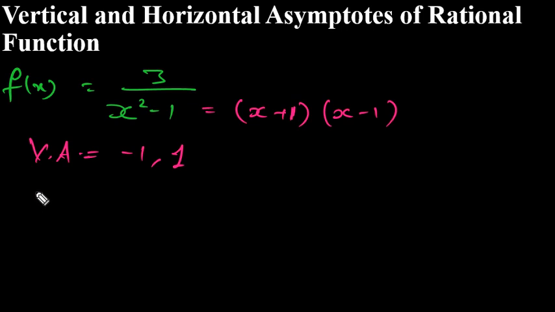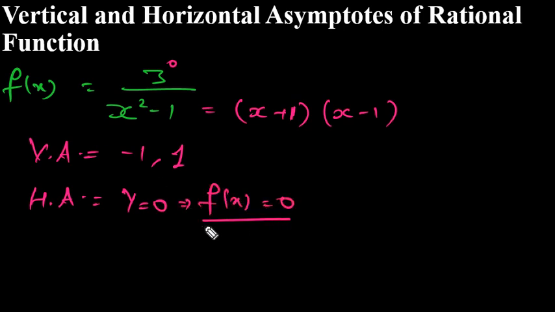Okay, that's the formula a square minus b square. Okay, now what is your horizontal asymptote? Now if you see, the degree of the numerator is 0, the denominator is 2, so the denominator's degree is more than the numerator's, so the horizontal asymptote will be y equals 0, or you can say in this case f of x equals 0, right? That will be your horizontal asymptote.